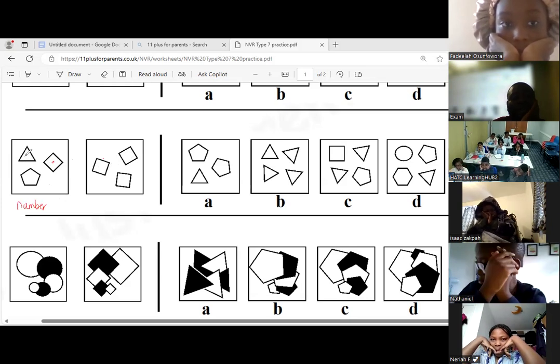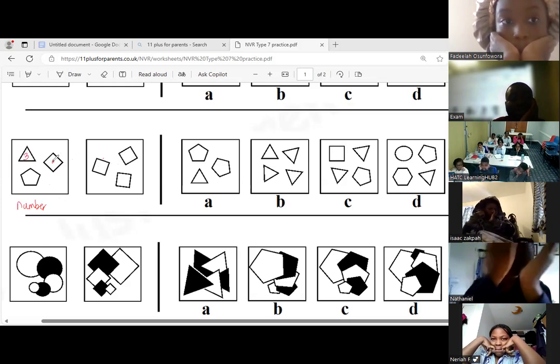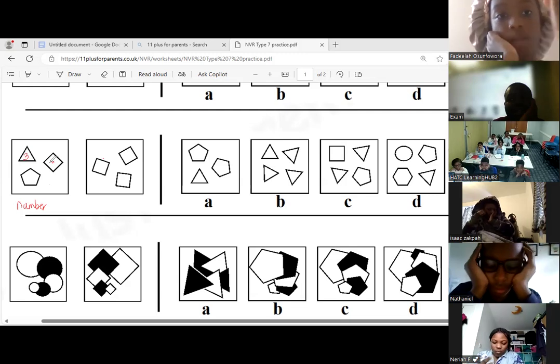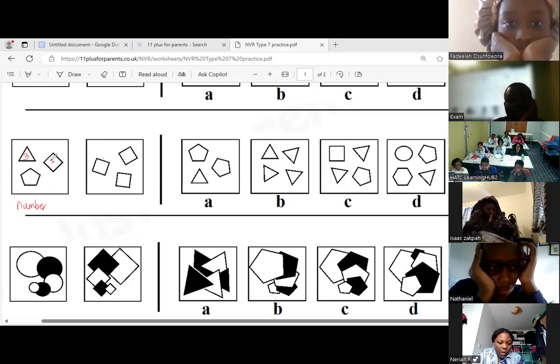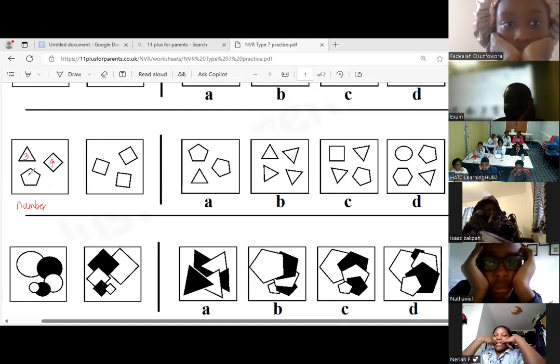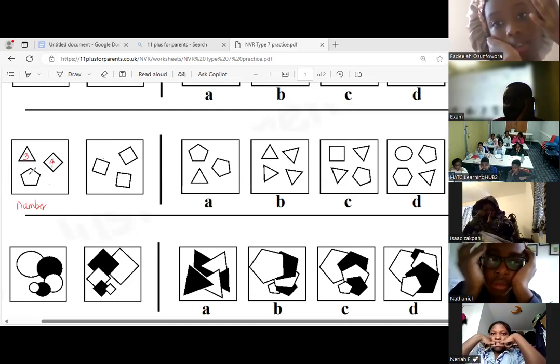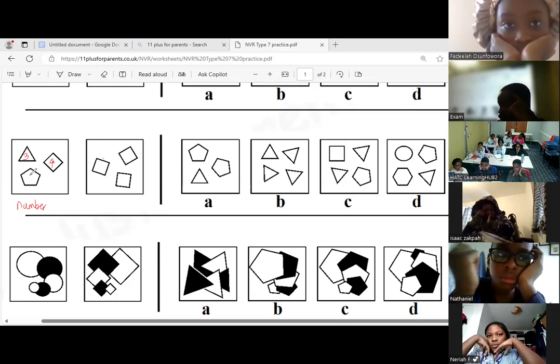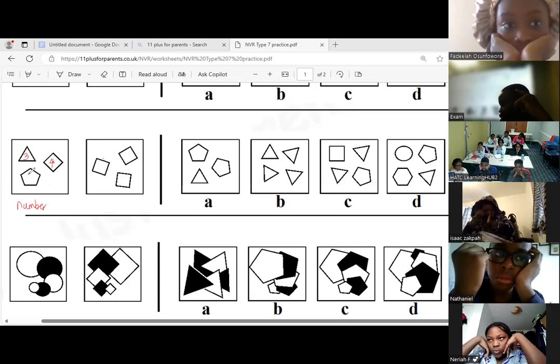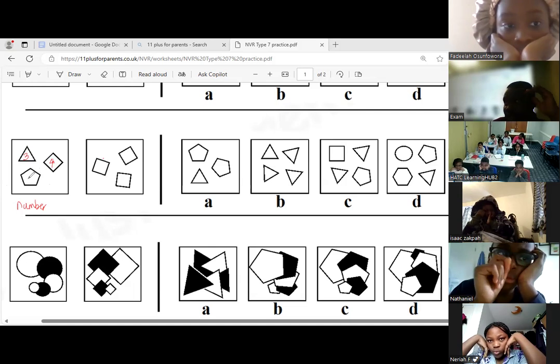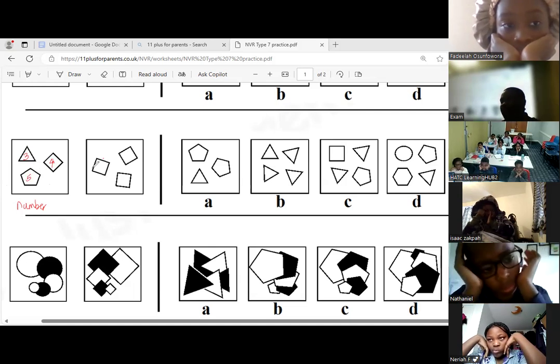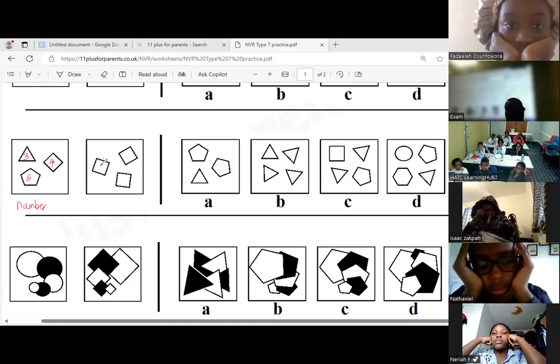Let's look at this shape. The triangle has how many sides? 3 sides. The square has how many sides? 4. Mariah, you can use your mouth. 4. And the pentagon has how many sides? 5. Are you looking at what we have on the screen, or you're looking elsewhere? Because if I catch you not paying attention, you're in trouble. 5.